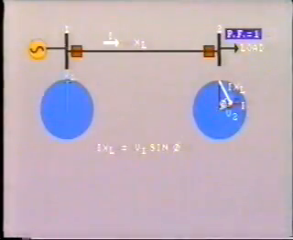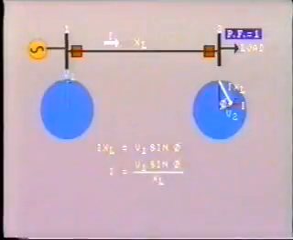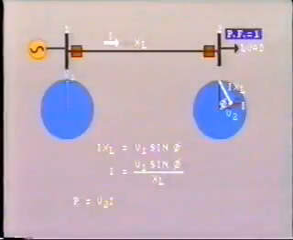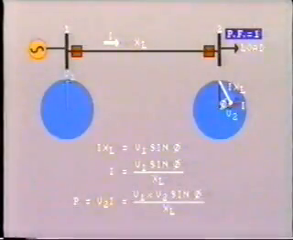The value of the voltage drop, IXL, is approximately equal to V1 sine phi. Dividing this by XL, we can find the current. I equals V1 sine phi divided by XL. As power received is proportional to V2I, the amount of active power transferred along the transmission line is proportional to V1 times V2 sine phi divided by XL.